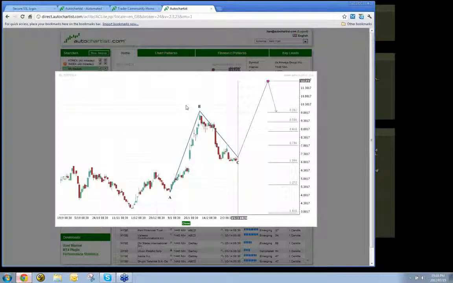So if you're looking at this Fibonacci pattern, this is an emerging ABCD pattern. Now what Autochartist is saying to you is that there was an A, a B, a C, a turnaround, and now it's C. And Autochartist is saying that if the price gets to 1172 for US Airlines, then there is potentially a rebound back to these Fibonacci levels down here.